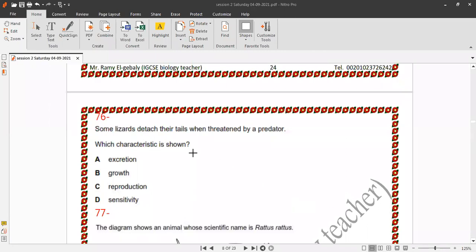Okay, hello. Some lizards detach their tails when threatened by a predator. Which characteristic is shown? D, sensitivity. Yes, sensitivity. Okay.